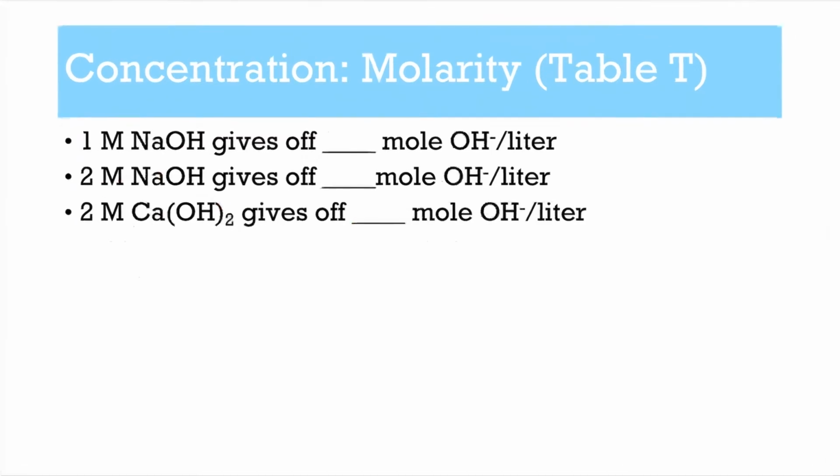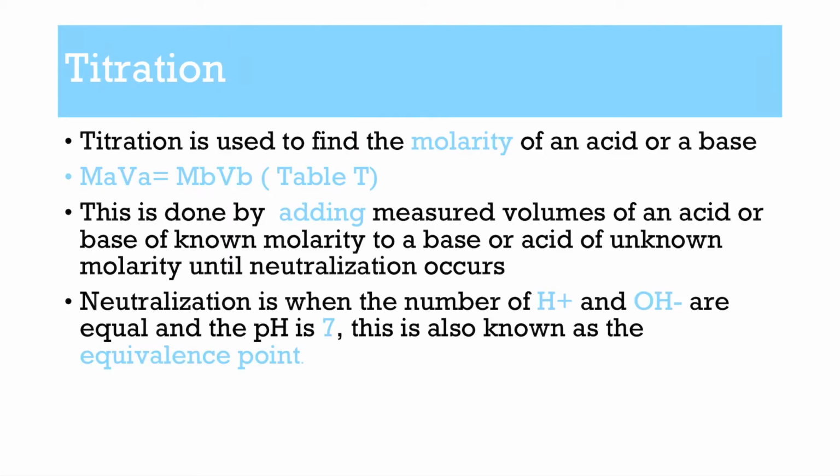With OHs, it's the same thing. If you have 1 NaOH, it gives off 1 mole of OH. Ca(OH)2 releases 2 OHs, but if we have 2 of them, that gives us 4. Again, if this way of looking at it makes sense to you, great. If not, don't worry, I have something in mind to help explain this later on.